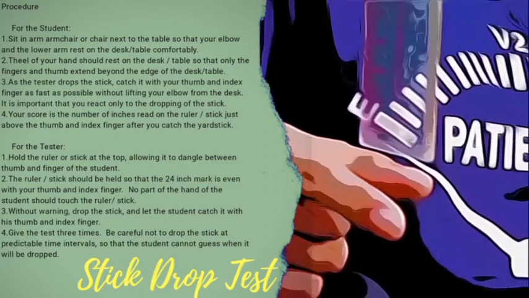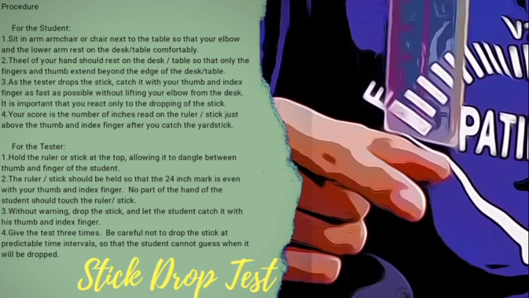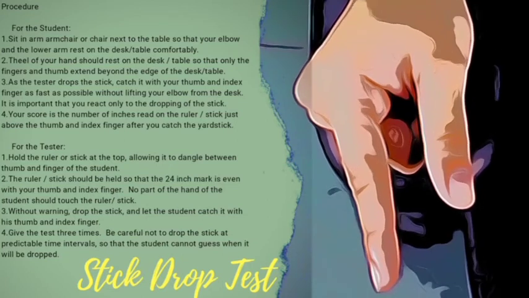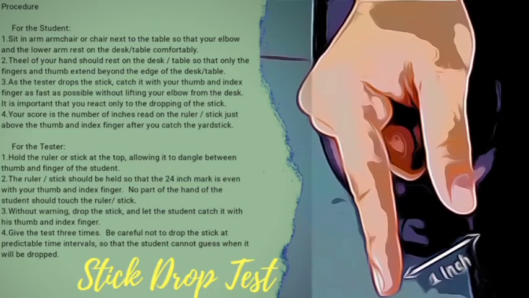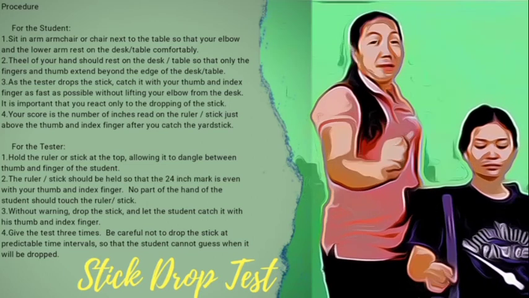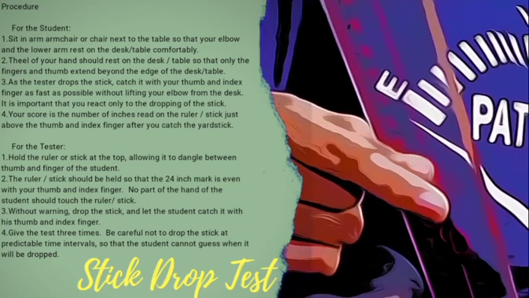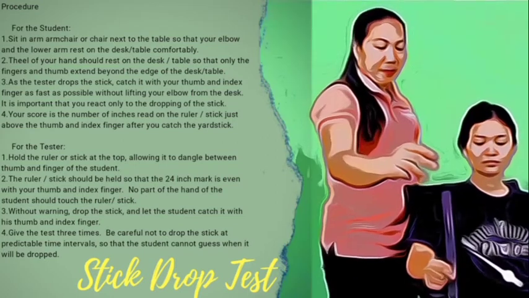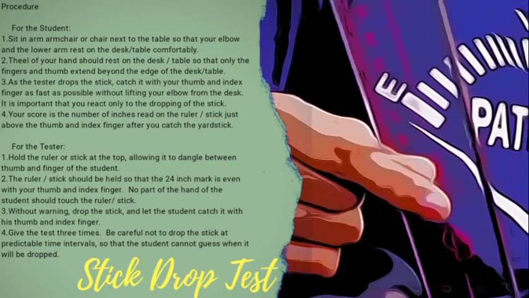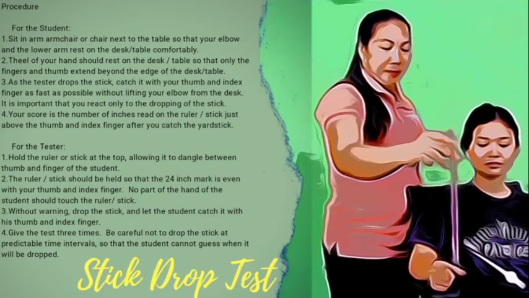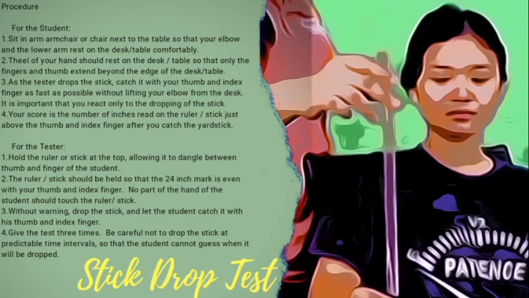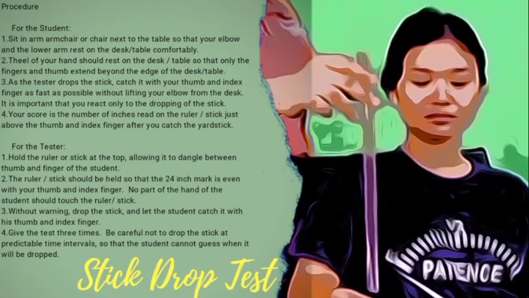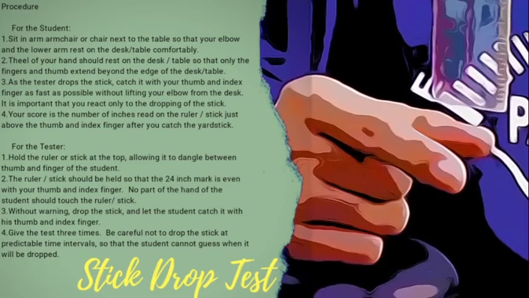The partner should be at the back of the performer. Hold the ruler or stick at the top, allowing it to dangle between the thumb and the fingers of the performer. Hold the ruler so that the 12-inch mark is even between the thumb and the index finger. No part of the hand of the performer should touch the ruler. Drop the ruler without warning and let the performer catch it with his or her thumb and index finger. Record the score on the upper part of the thumb.